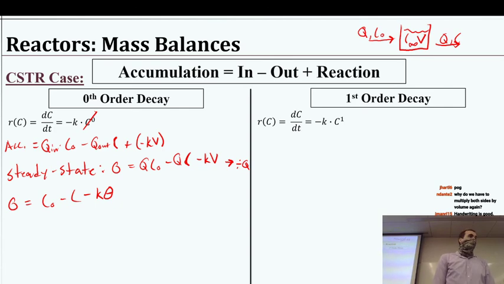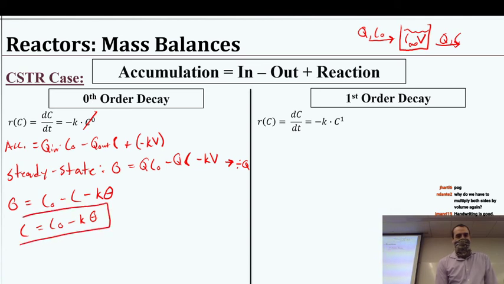All right, so you could leave it as V over Q, but sometimes you're going to want to give me the answer of the hydraulic retention time required, something like that. So either way, should be fine, and then you can solve this pretty easily. You know, C equals, you just add it to both sides, C equals C naught minus K theta. And then that would be the solution to the mass balance here. All right, does that make sense?